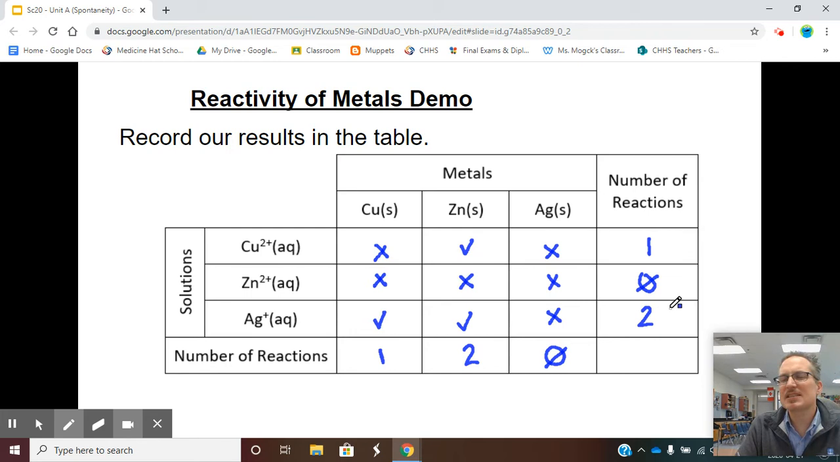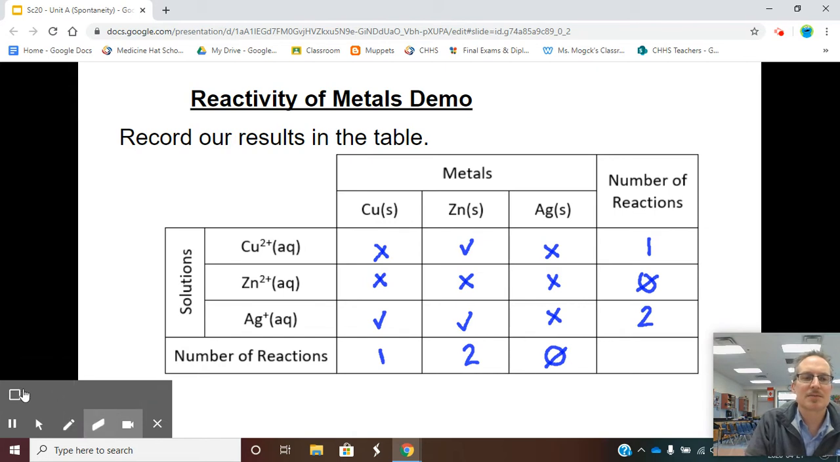Well, if you think about this, this is kind of interesting. Silver metal didn't react at all. It was boring, but silver solution had the most reactions at two. Zinc metal had two reactions. It reacted the most, but zinc solution didn't react at all. There seems to be some connection here. If the metal is good at reacting, its solution is poor at reacting. If a metal is poor at reacting, its solution is really good at reacting. And that's what happened with silver, right? Like my metal was really bad at reacting, didn't react at all, but my solution kicked butt.